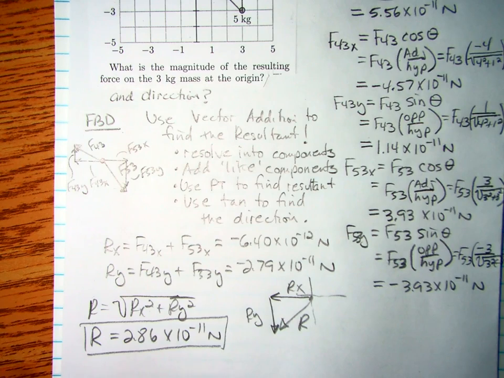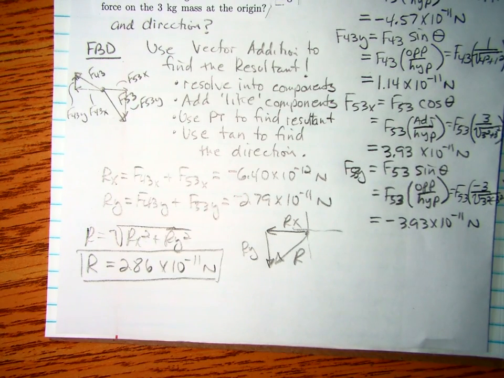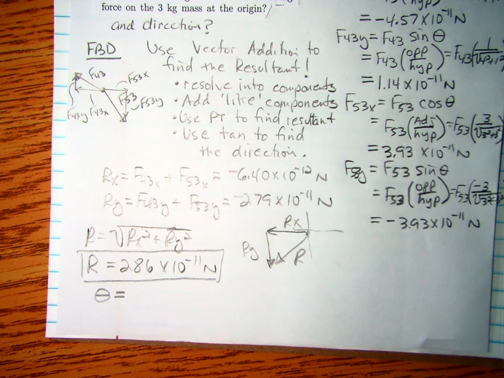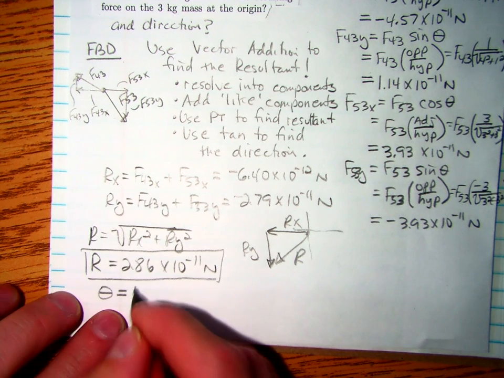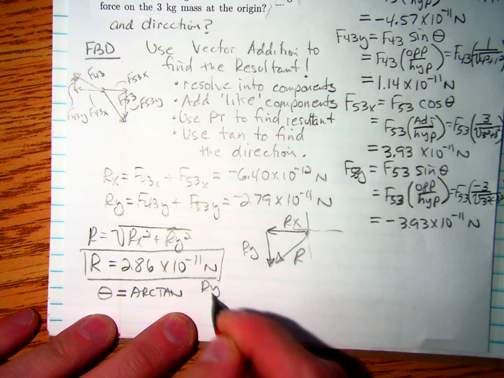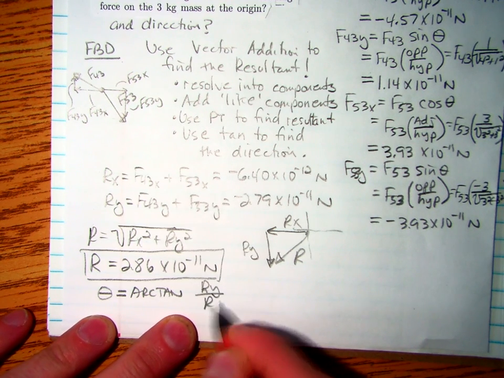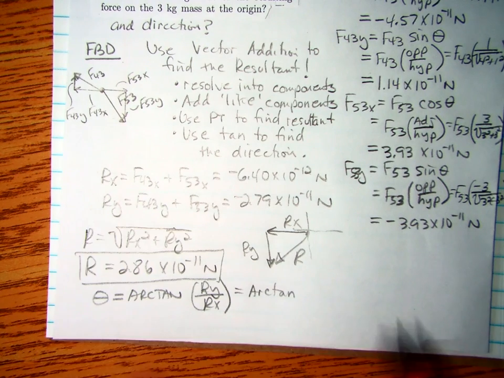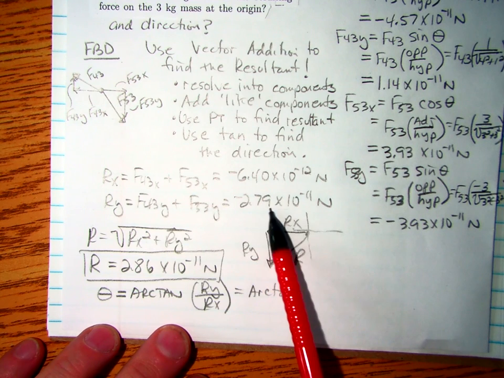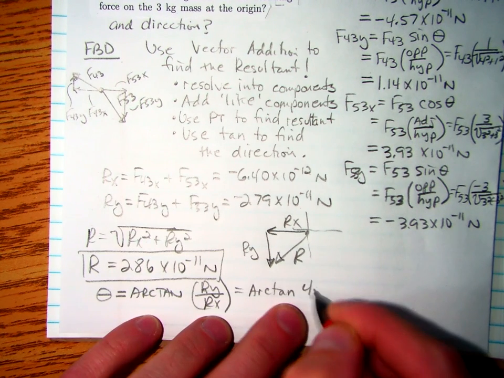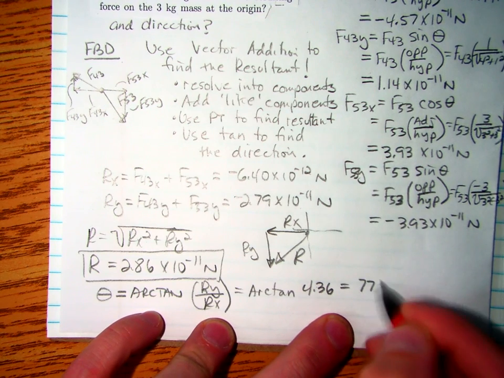Okay? Now here's the part that tends to confuse students. The angle, the direction, is found using our tangent function. The tangent of an angle is equal to the opposite over the adjacent. So the angle is equal to the arctangent, which is just the reverse function of the tangent. The arctangent of Ry, which is our opposite, divided by Rx, which is our adjacent. The arctan of the ratio of minus 2.79 times 10 to the minus 11 divided by minus 6.4 times 10 to the minus 12 is the arctan of 4.36, which is equal to 77 degrees.